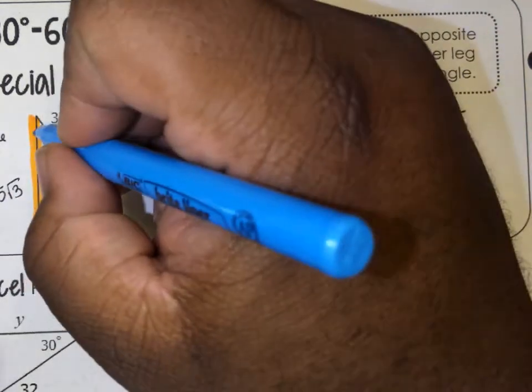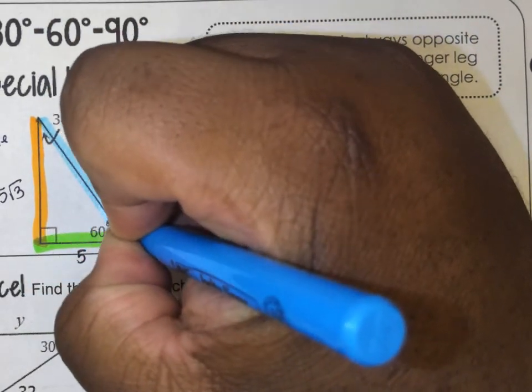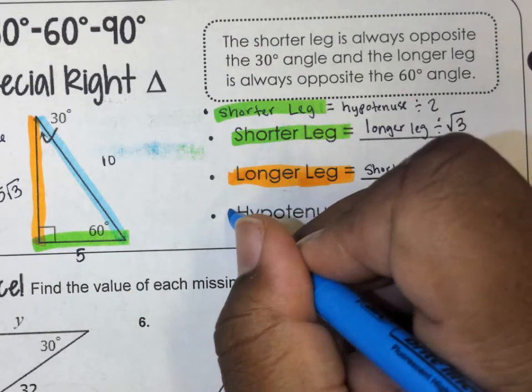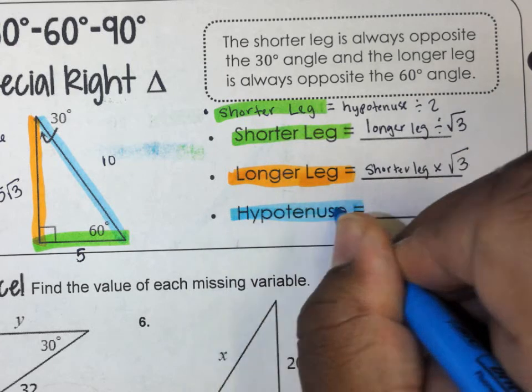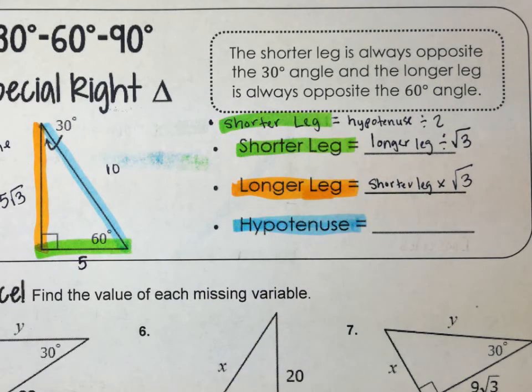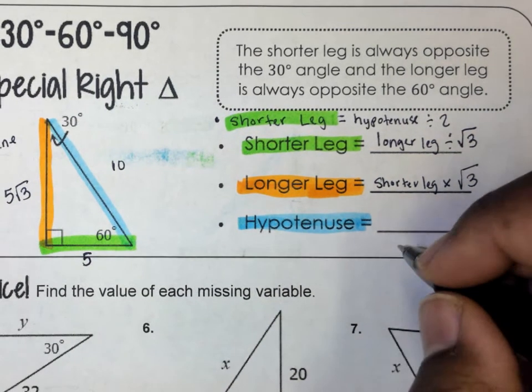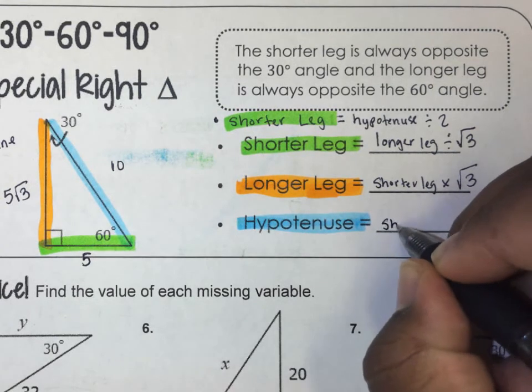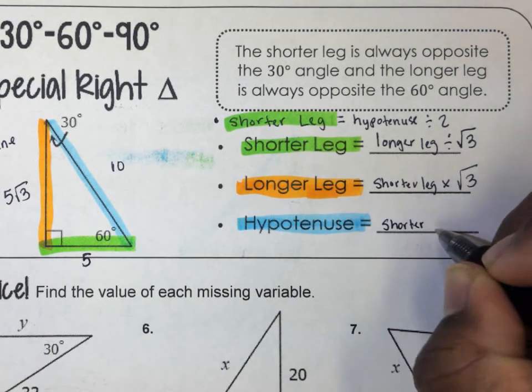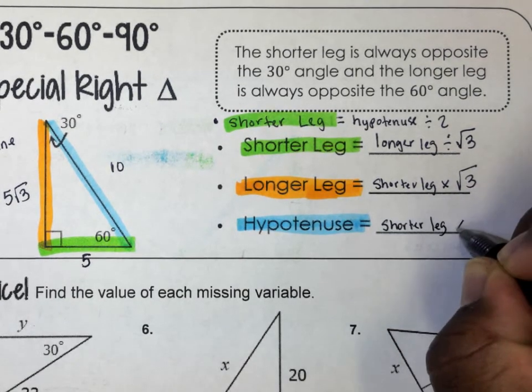And then the last one is the hypotenuse. If I was looking for the hypotenuse, if I didn't know what that was, I would have to have my shorter leg, and I would do my shorter leg, whatever number I have for that, times 2.